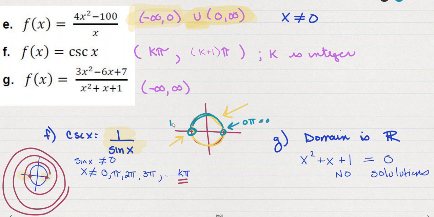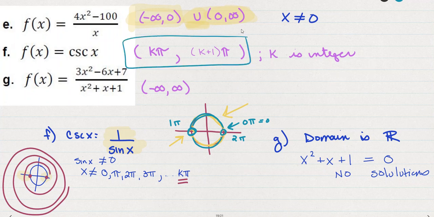Once we get to 1 pi, we've got to exclude it. And then we could keep going. Any of this up until we get to 2 pi. We've got to exclude 2 pi and so on. So you may remember from your pre-calculus that the way we note that is by using the interval notation like this, where we're saying that k is an integer.